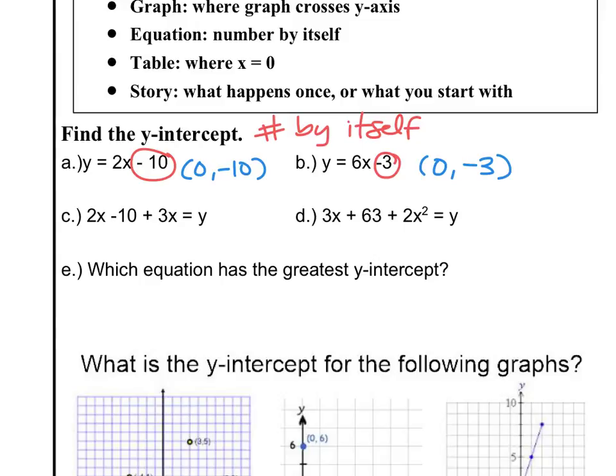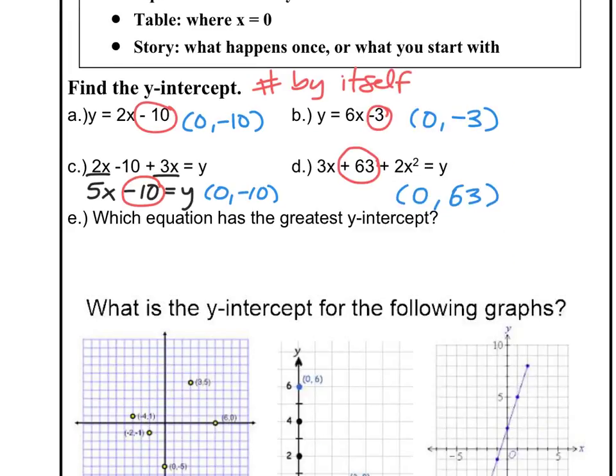Okay, on the next one over here for C, first thing we need to do is combine like terms. So I would get 5x minus 10 is equal to y. The number by itself is -10. So 0, -10. Make sure you take the sign in front. And the last one here, this is a quadratic, but we can still look for the number by itself, which would be positive 63. So my y-intercept will be 0, 63.